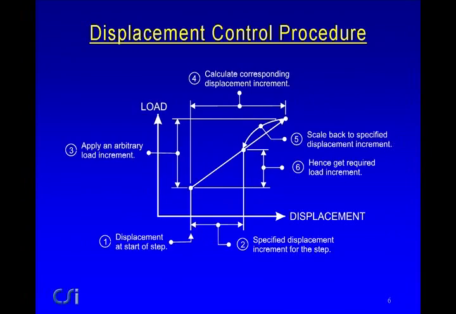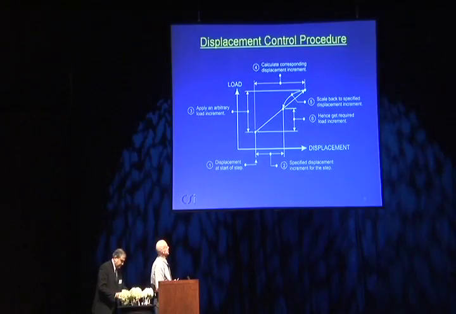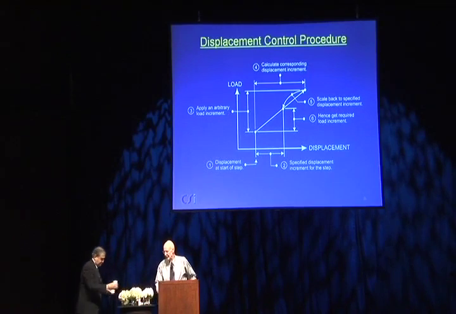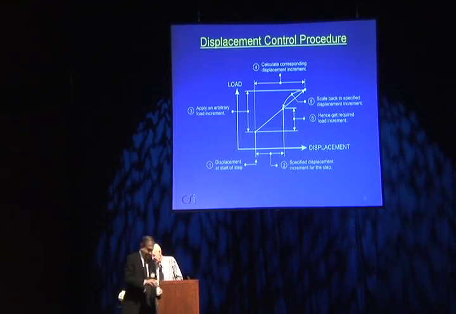And the sort of thing that can happen is if you apply a load increment and it decides it wants to move back in the other direction, well, that just means you have to apply a negative load increment. It's not quite that simple because you're into things like negative stiffnesses, but it can be made to be very reliable. So a displacement control procedure is really basically simple.